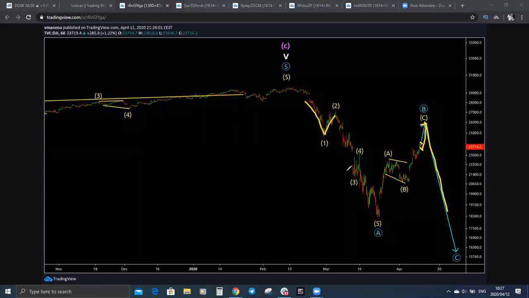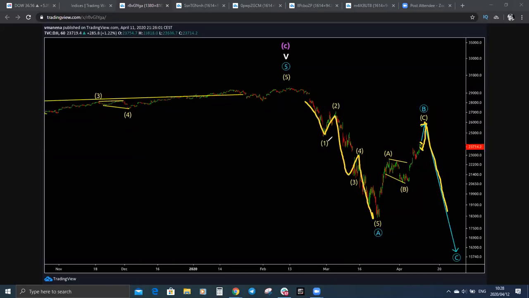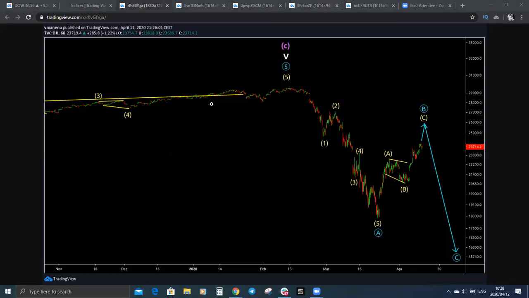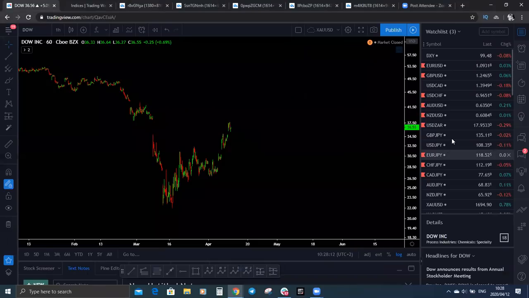It's 1, 2, 3, 4, 5. As you can see, this is in the yellow degree. This is an intermediate degree. The correction is intermediate as well. We're looking for this. This is the complete cycle of the correction. We're going to get this one to continue lower. That's what we're looking for now. Bit of a move to the upside and then downside. Those are the indices. Let's continue with the rest, and then next one is going to be the UK 100.